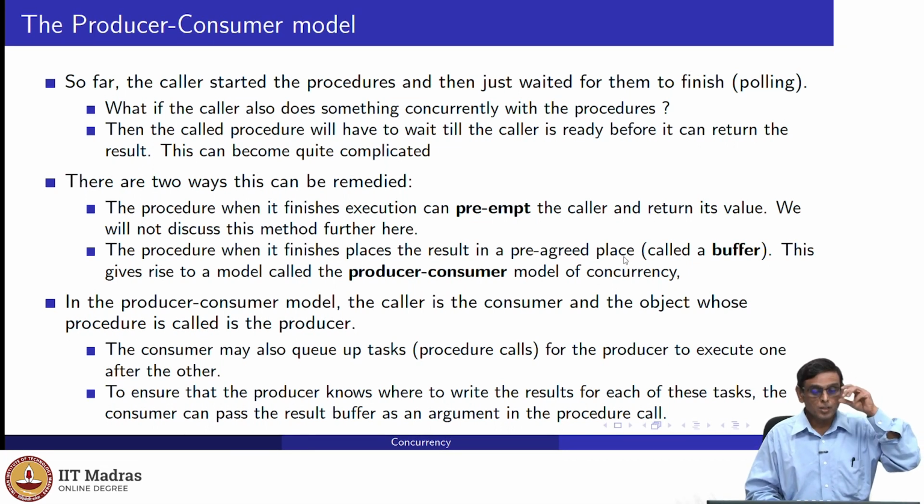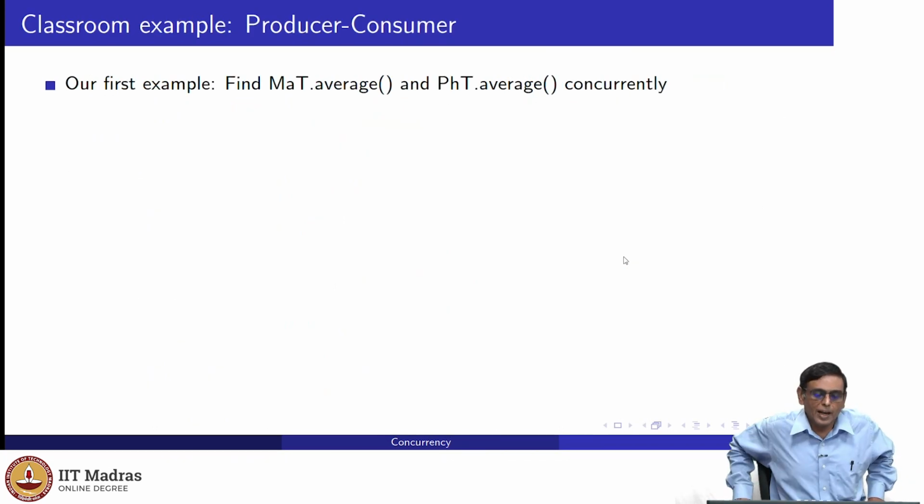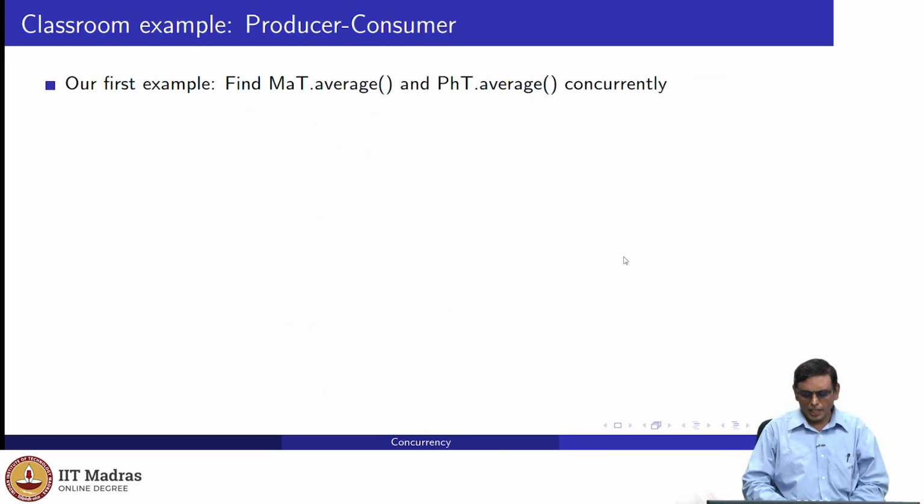Okay. So let us take our old examples back again. The first example was doing physics and maths averages together concurrently.